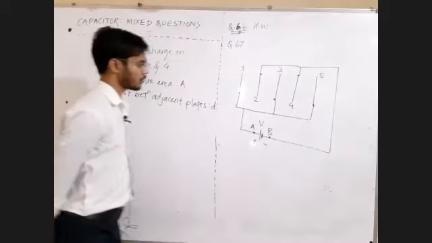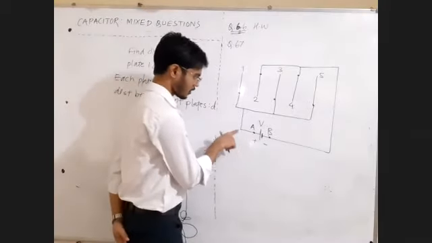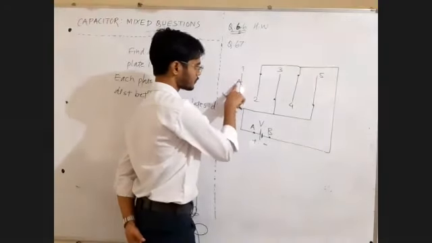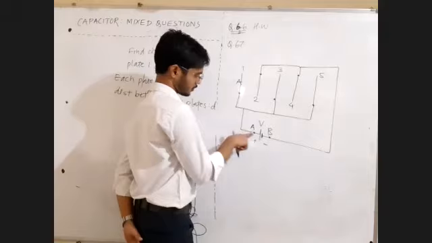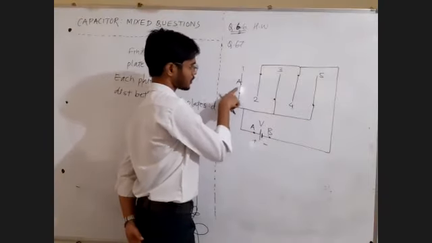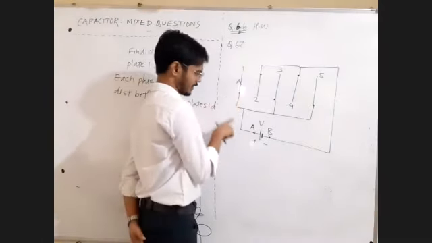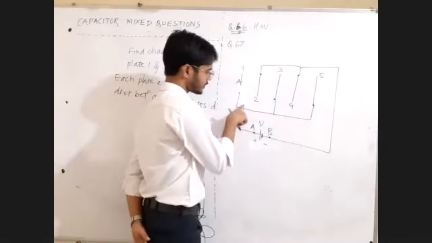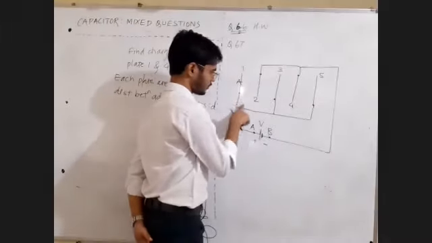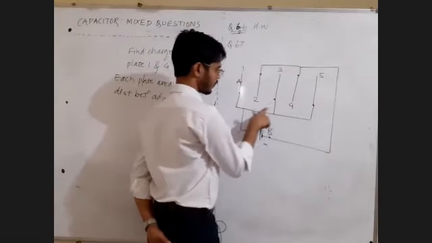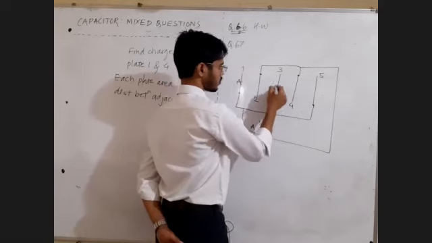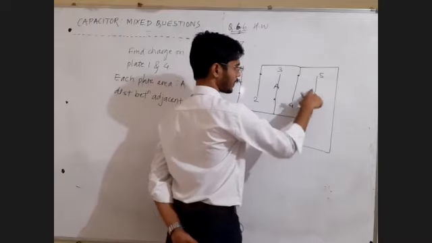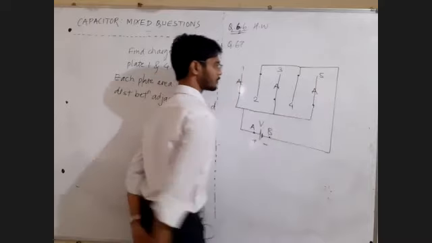Now this point is A, so this plate is connected to point A. There is a direct wire, so the potential of this plate is equal to the potential of point A. The same plate is directly connected to plate 3. There is nothing else, only a wire. So this is also point A. The same is connected to plate number 5, so this is also point A.